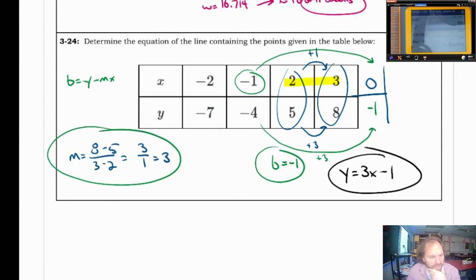You could easily check that by plugging in any one of the other numbers in the table and getting the correct y. So that's the end of this one.